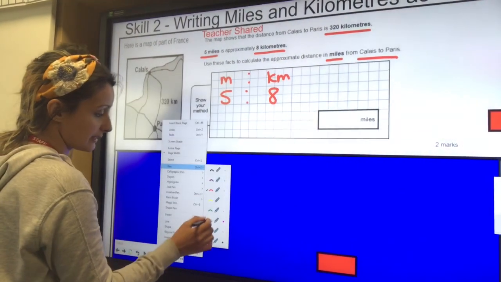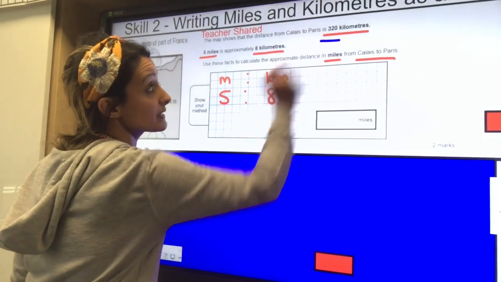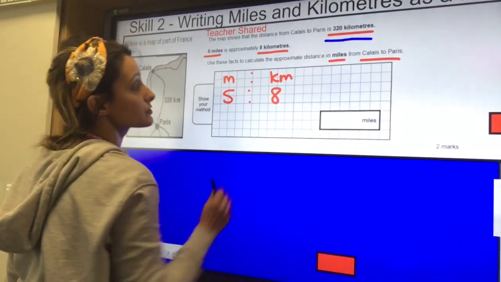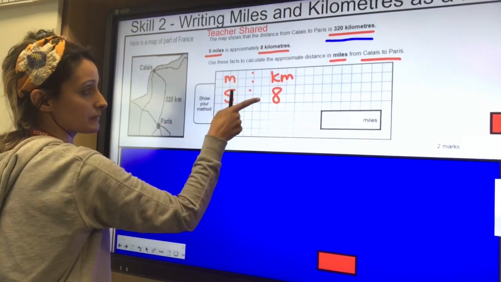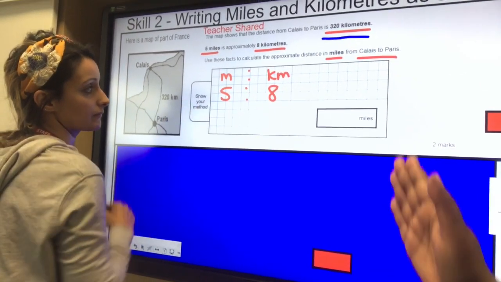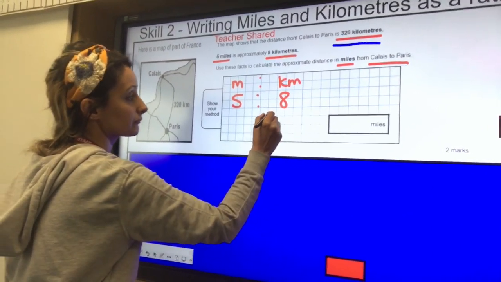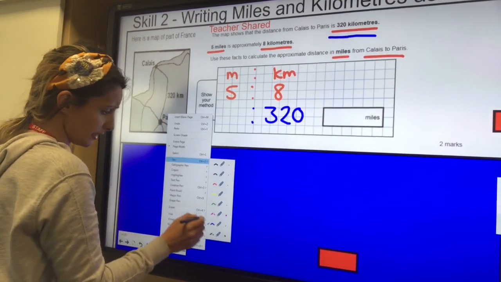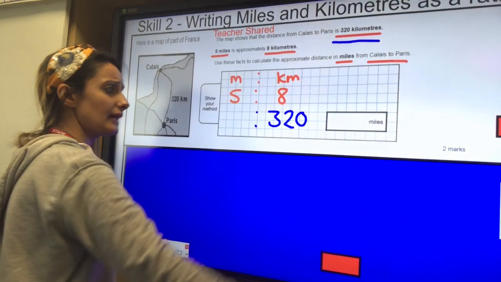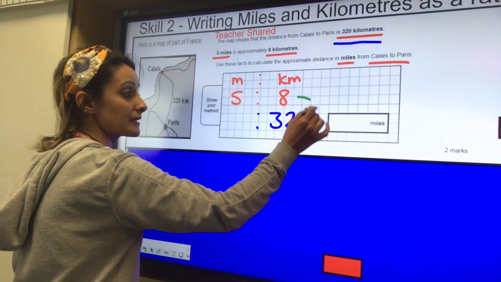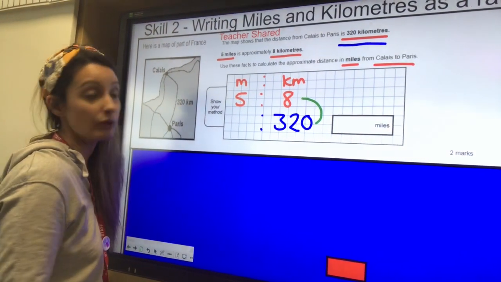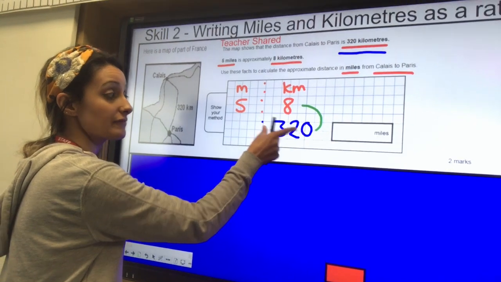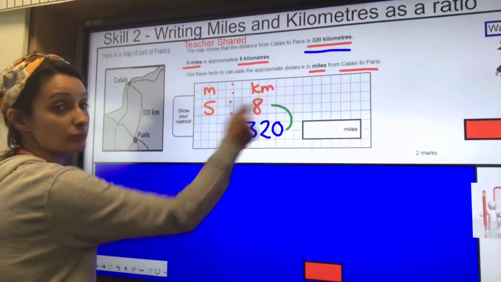Now, the information that they give us here is 320 kilometres. So because it's kilometres, Miss Mia, which number would it go underneath? It would go under the 8 because the 8 is showing the kilometres. Good. So it goes 320 here. Now, with ratio, what do I times 8 by to get 320? Or if I divided 320 divided by 8, what would my number be here?